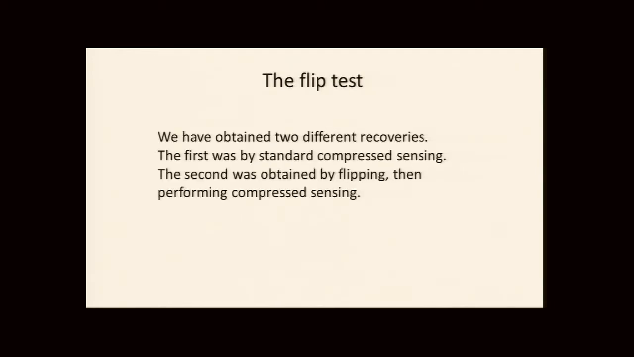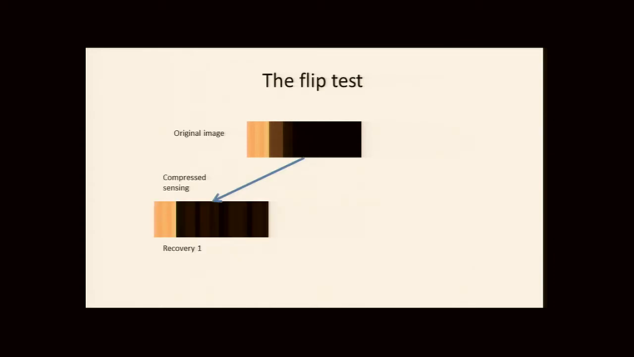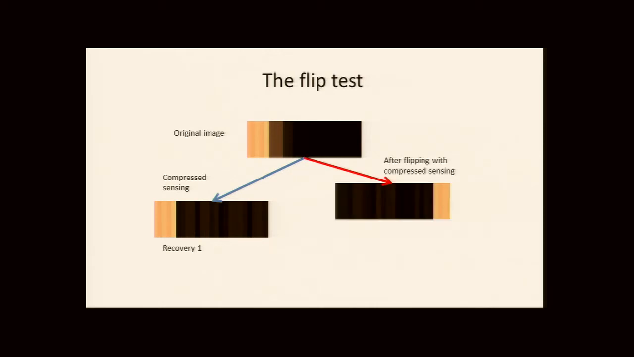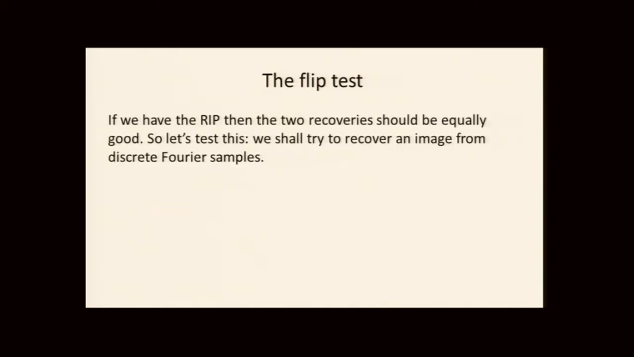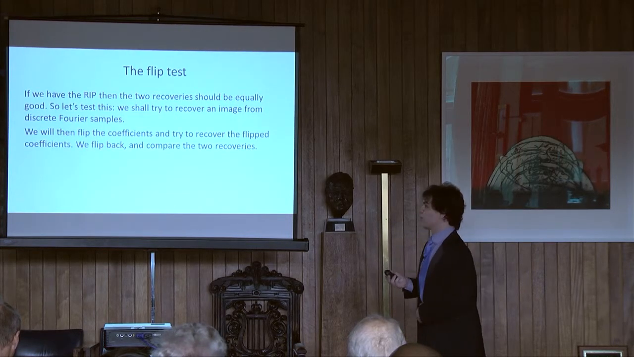So we've got two different recoveries here. One of them, we just do standard compressed sensing. The other one, we flip, then we do compressed sensing. So that's the first recovery, just standard compressed sensing. And then the second recovery we flip, and that should be close to the flipped image, because we've done compressed sensing on it and we're expecting to have the RIP. Then we can flip back, and those two images should now be very similar to each other. So let's test it, and see whether these matrices that people are using in practice do satisfy the RIP.